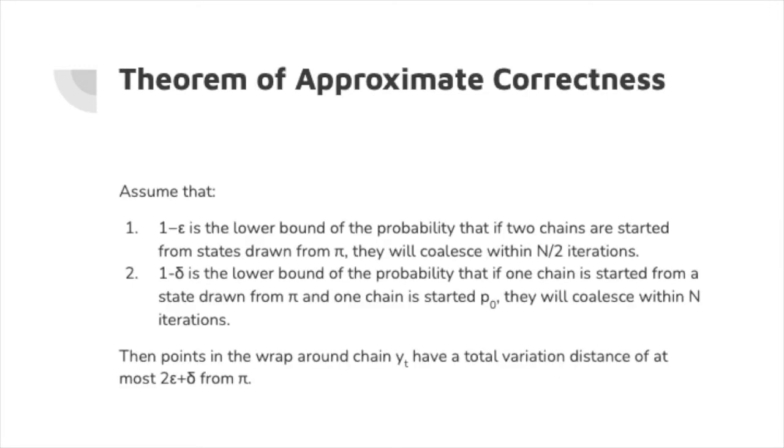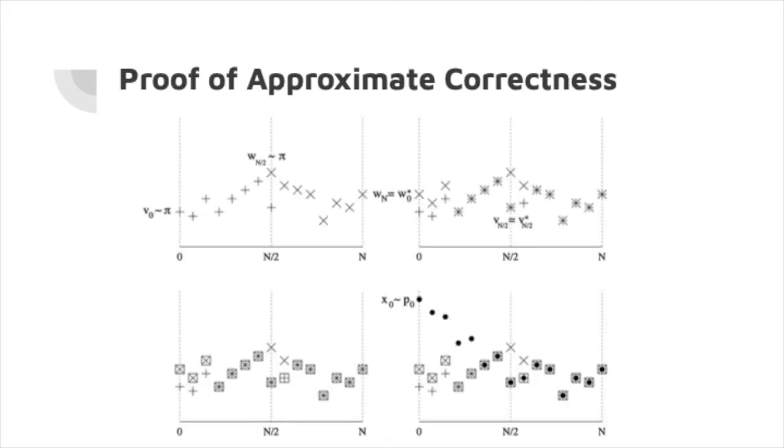So if we wanted to use circular coupling, how could we ensure that it works? Assume that 1 minus epsilon is the lower bound of the probability that if two chains are started from pi, they will coalesce within n over 2 iterations. 1 minus delta is the lower bound of the probability that if one chain is started from pi and the other chain is started from p0, then they will coalesce within n iterations. Then the wraparound chain y will have a total variation distance of at most 2 epsilon plus delta from pi. The proof can be somewhat convoluted, so please refer to our paper for more details.